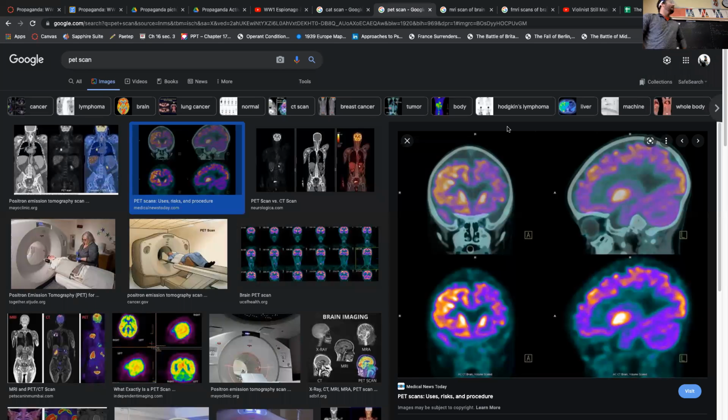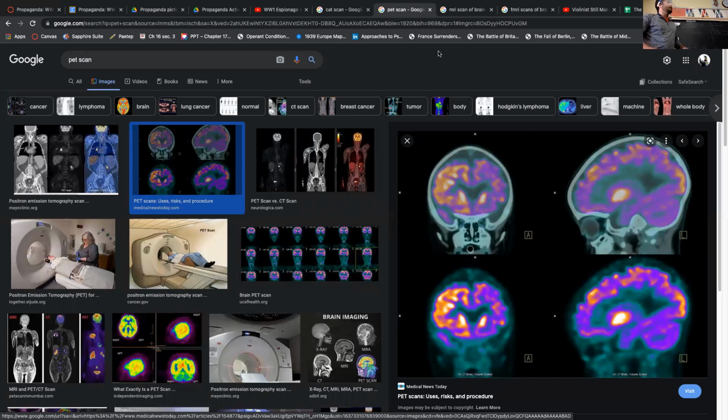All right, PET scan. What do we have here, Allison? What does that mean? It's a scan used to capture the picture of the brain's activity. Okay, good. What does it stand for? Positron emission tomography, good job.